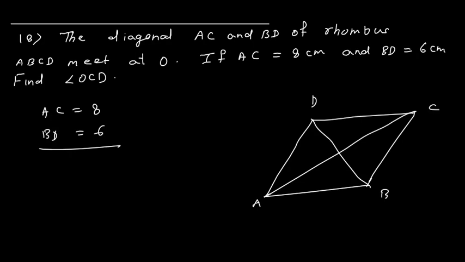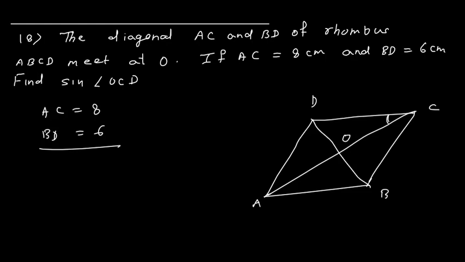Okay, so we have to find angle OCD. This is angle O, this is C and this is D. Here, this angle. But we are asked to find trigonometric ratios. So let me see the question again. We have to find sine of angle OCD.